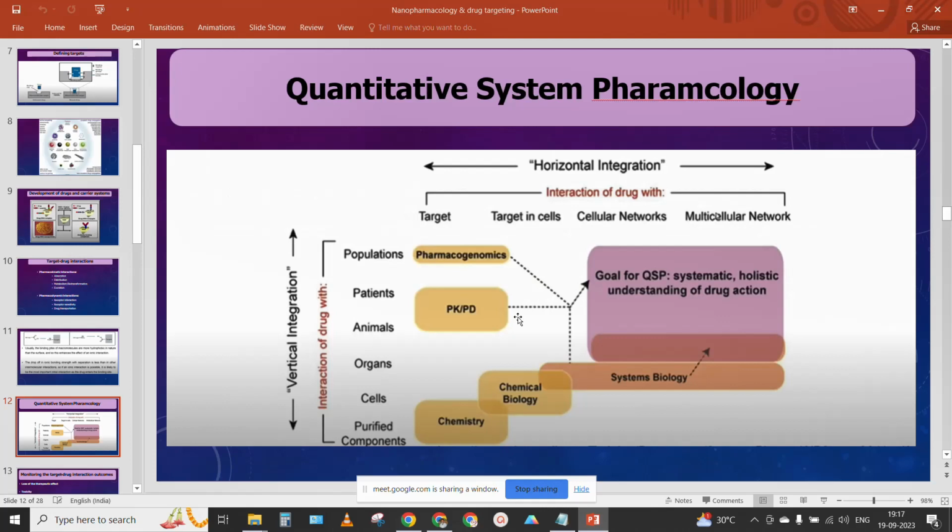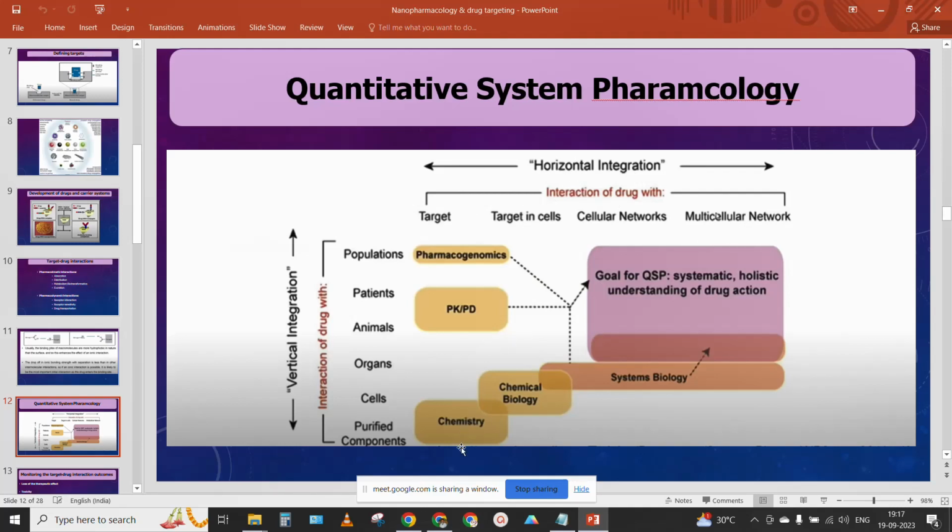Then there is one thing, quantitative system pharmacology. Yes, the spelling of pharmacology is wrong. Oh, sorry for that. There are two things, vertical integration and horizontal integration. As you can see, in vertical integration there is the interaction of the drug with purified components, then cells, organs, animals, patients, then populations. Likewise, in horizontal integration, there are targets, then targets in cellular networks and multicellular networks.